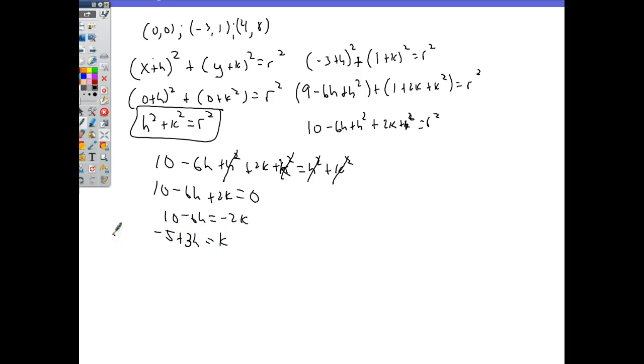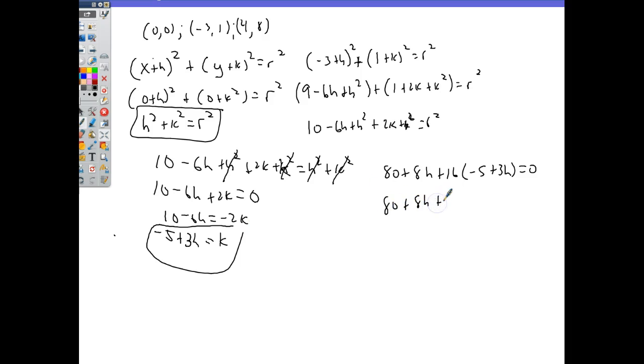Agreed? Plug in the other equation. I got 80 plus 8h plus 16 times, yeah, you couldn't have picked worse. This is terrible. Negative 5 plus 3h equals 0. I'm actually multiplying what you did by 16. Good job, everybody. So I get 80 plus 8h plus negative 80 minus 48h equals 0. Okay, but something really cool happens now. Look at this.